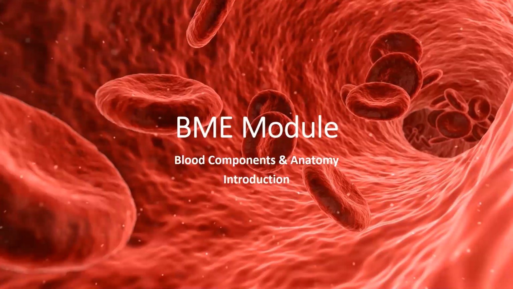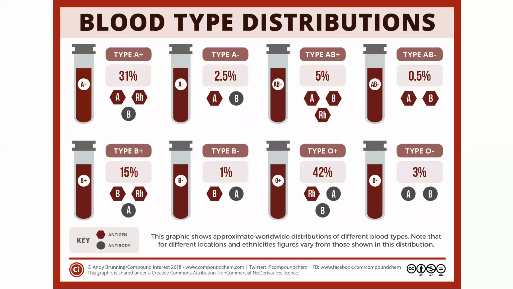In this video, we'll be discussing the components of the circulatory system, primarily blood. While everybody has blood, there are differences between blood types. The differences between blood types are defined by the presence of antigens, antibodies, and Rh factors.